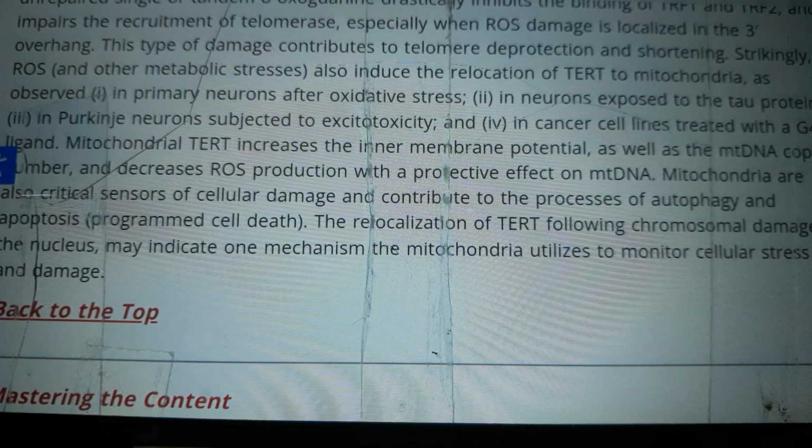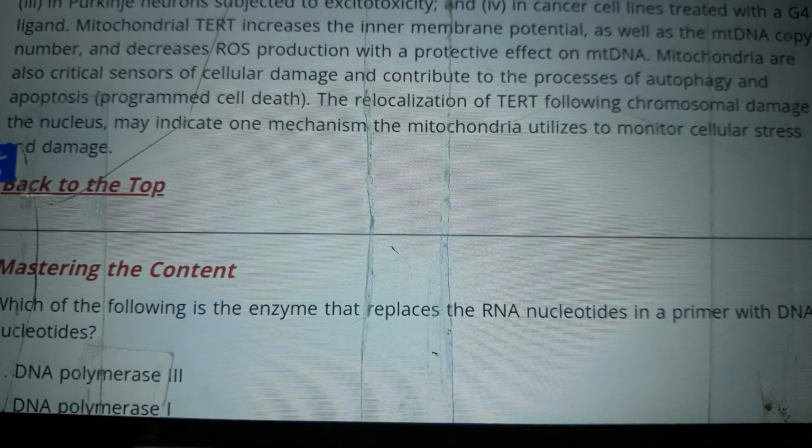Strikingly, ROS and other metabolic stresses also induce the relocation of TERT to mitochondria, as observed 1. in primary neurons after oxidative stress, 2. in neurons exposed to the tau protein, 3. in Purkinje neurons subjected to excitotoxicity, and 4. in cancer cell lines treated with G4 ligand. Mitochondrial TERT increases the inner membrane potential as well as the mitochondrial DNA copy number and decreases ROS production with a protective effect on mitochondrial DNA.